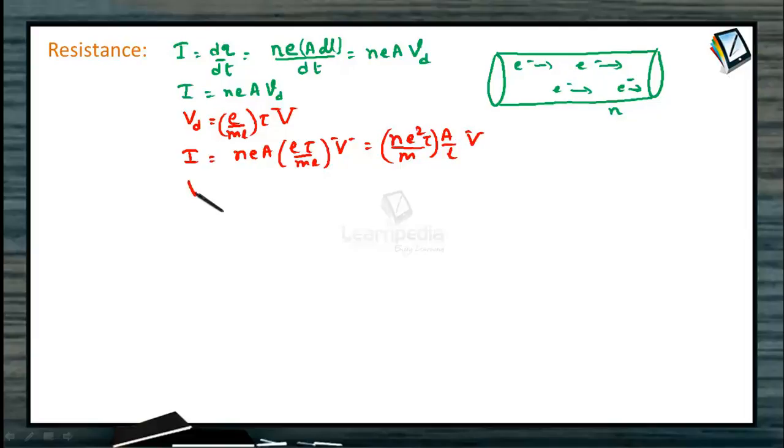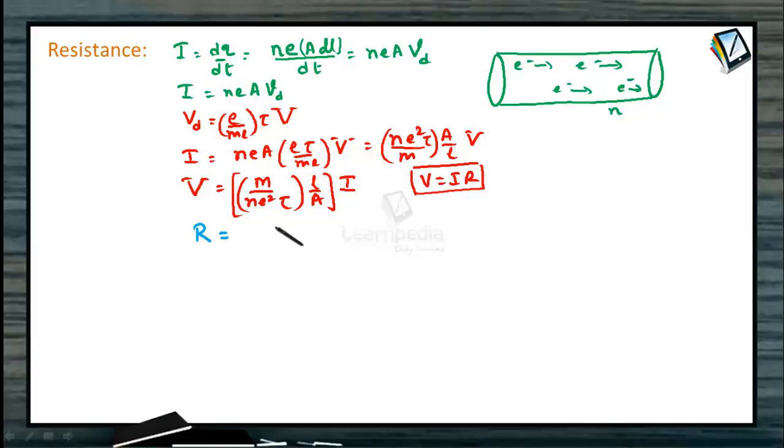So we can calculate the potential difference V as m by ne square tau into L by A into I. Now by Ohm's law, V is equal to IR. Comparing with the Ohm's law relation V is equal to IR, what we get? Value of resistance will be equal to m by ne square tau into L by A. So resistance of a conductor is proportional to length, inversely proportional to area. This is constant. So resistance R is m by ne square tau, L by A.